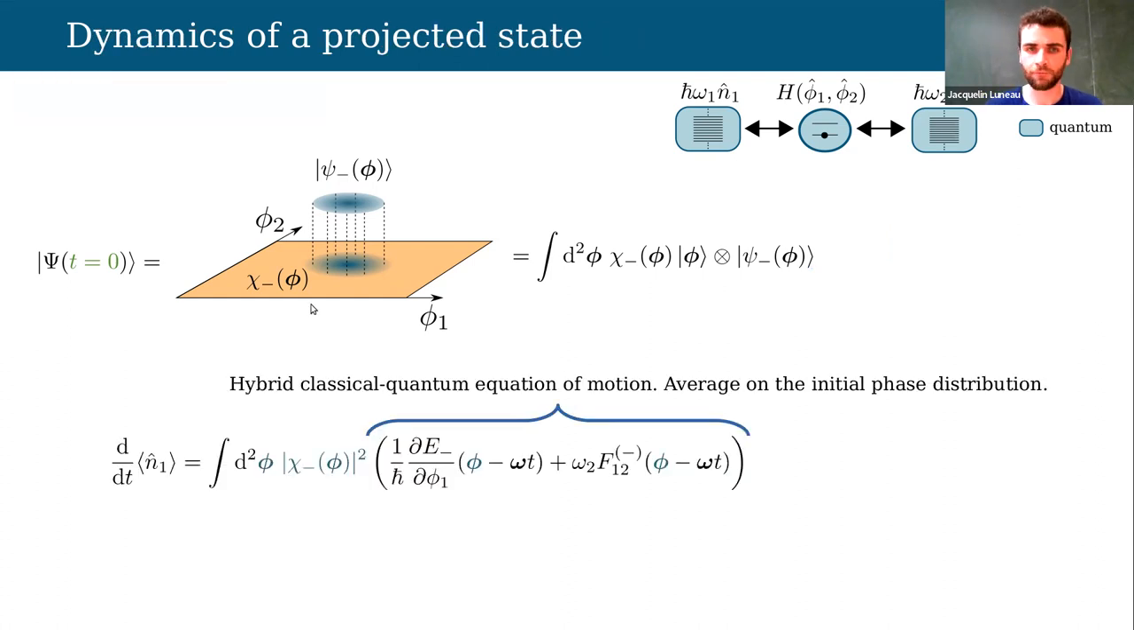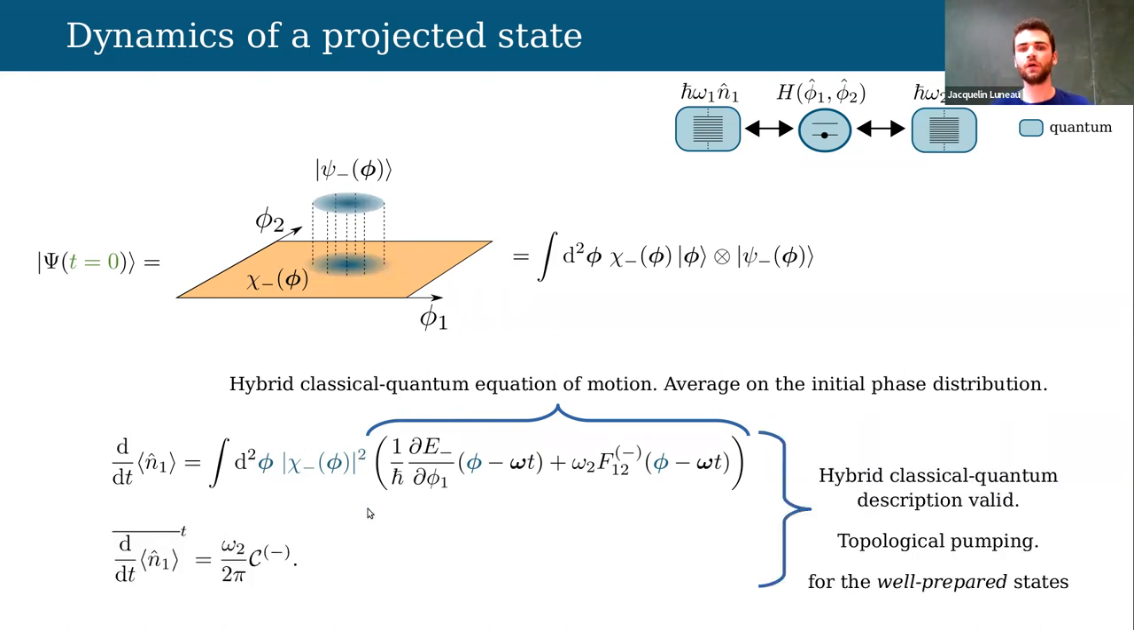And for these very specific states, very specific wave packet, when we compute the dynamics of the average value of N1, which is the quantity we are interested in, we get exactly the hybrid classical quantum equation of motion which we derived before. But this is averaged on the initial phase distribution between the chi. So for this very specific.